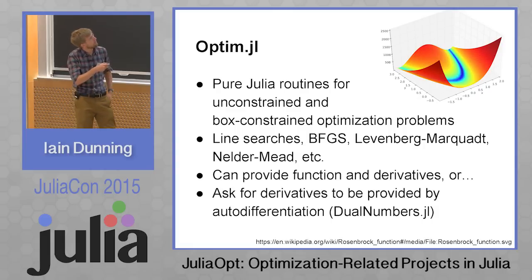This is an example of a Rosenbrock function. It's a known, entry-level challenging problem for nonlinear optimization solvers. This trench of blue makes it easy to get lost.